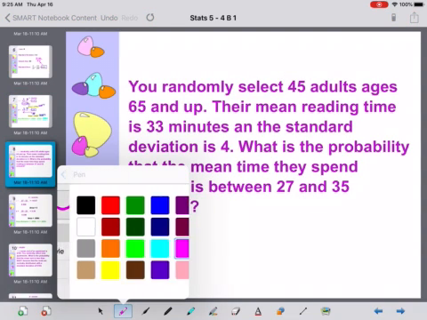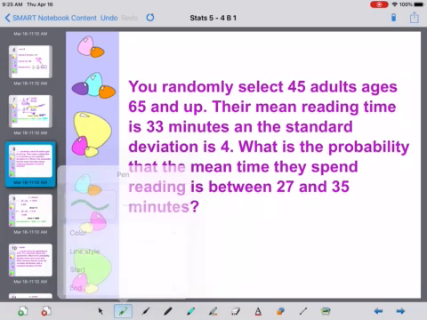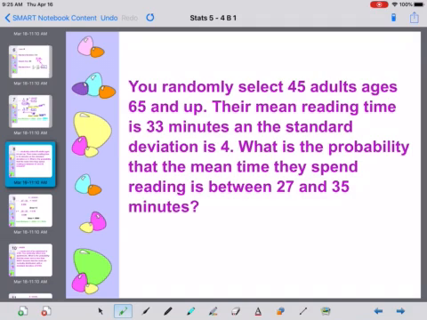All right, we'll do one more. You randomly select 45 adults, ages 65 and up. Okay, you select 45 adults. That's going to be your sample size. Their mean reading time is 33 minutes. So mean is your mu. And the standard deviation is 4. That's your baby sigma. What's the probability that they spend reading between 27 and 35?